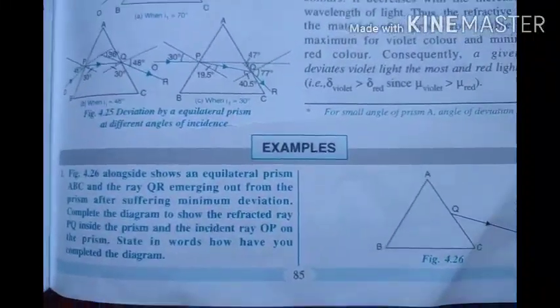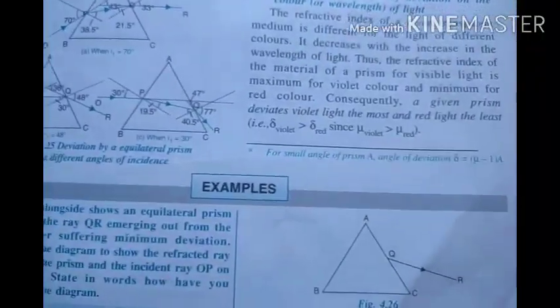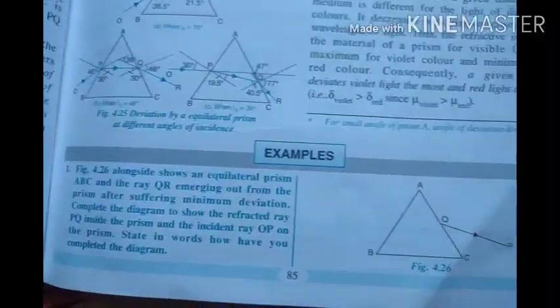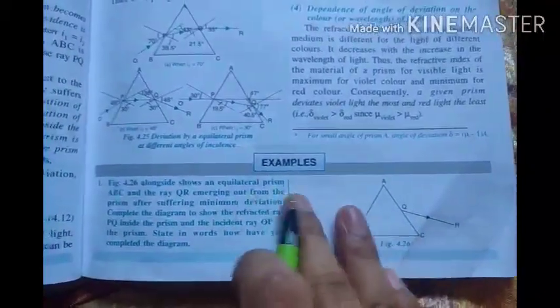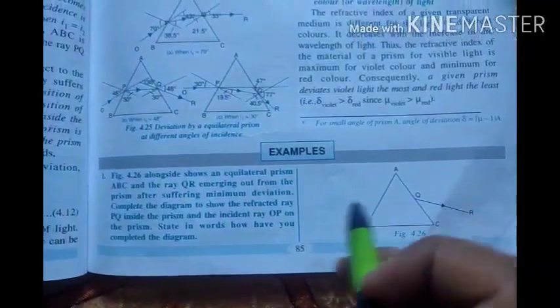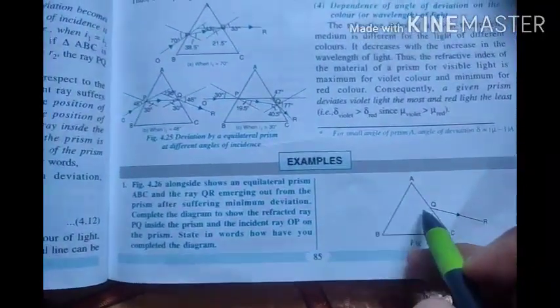Let me explain examples. In this figure the refracted ray QR is given, and they've said this ray suffers minimum deviation and emerges like this. The emergent ray QR is given, and the question asks us to complete the diagram to show the refracted ray PQ and the incident ray OP. The incident ray has to be OP and the refracted ray has to be PQ.